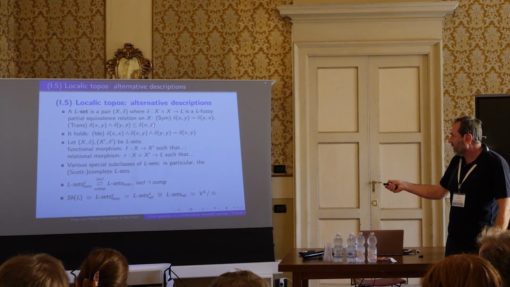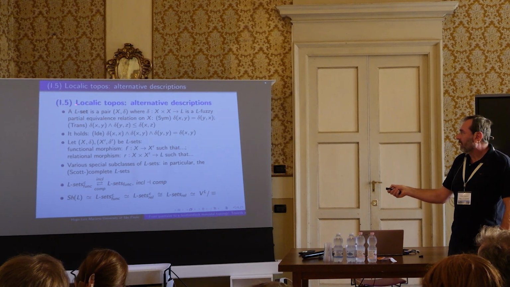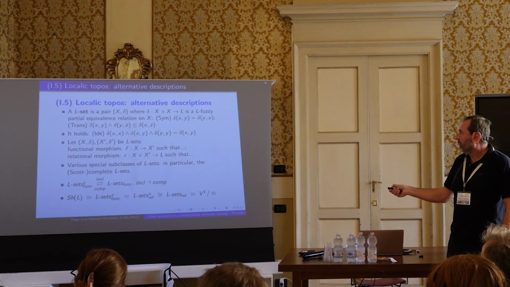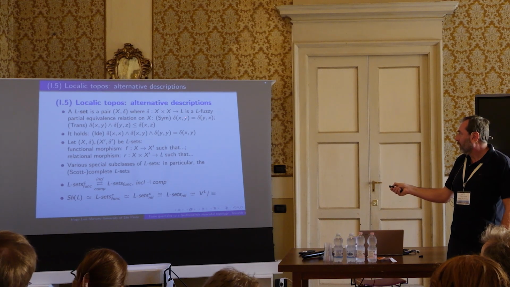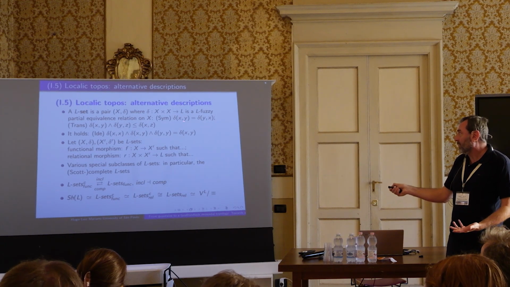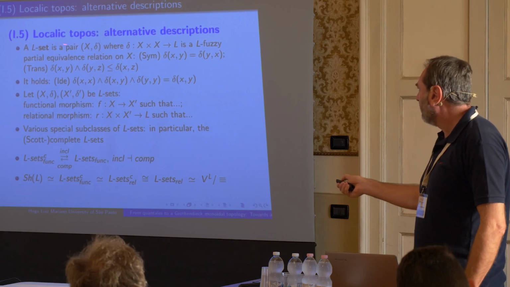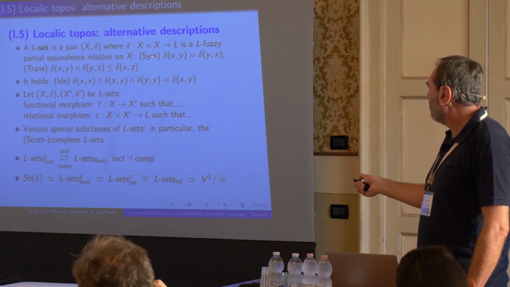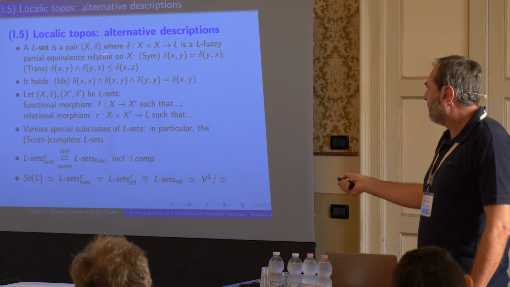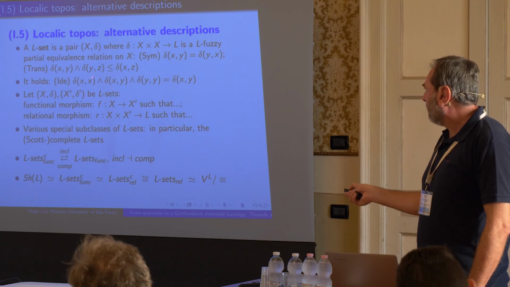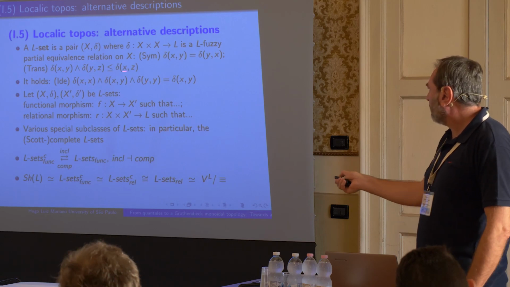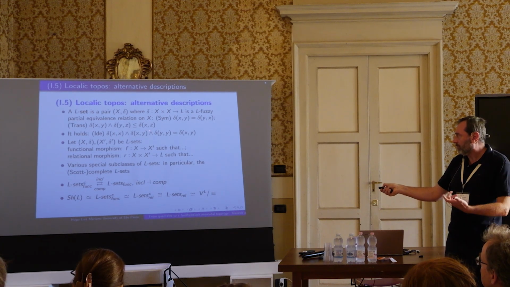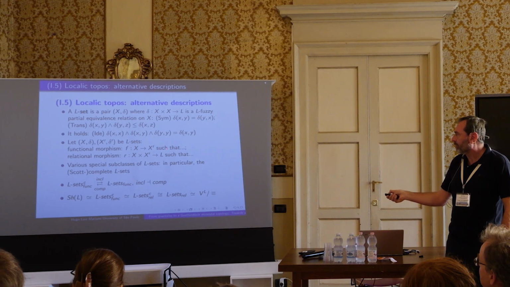Okay with this version. An L-set is just a pair given by a set X with a codistance operation, or a codistance relation. It's better this way. It's a kind of partial equivalence relation satisfying the axioms of symmetry and transitivity like this. And we note that this law for idempotence also holds. It's very easy to derive this.